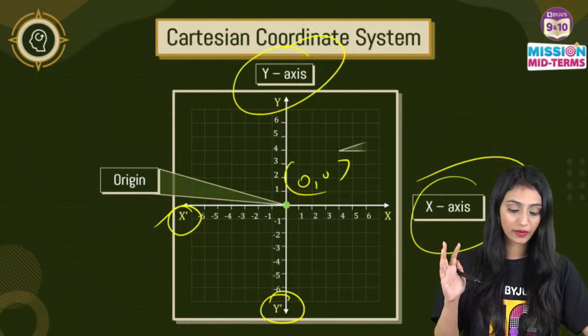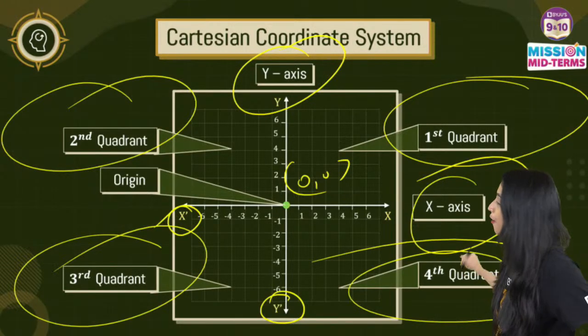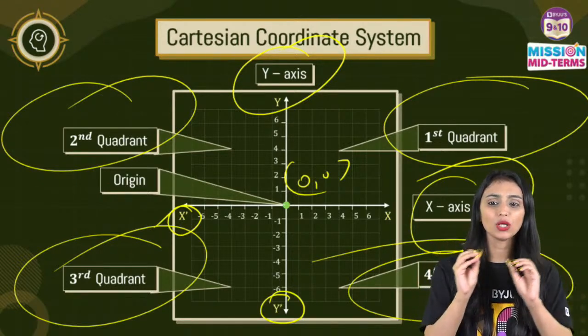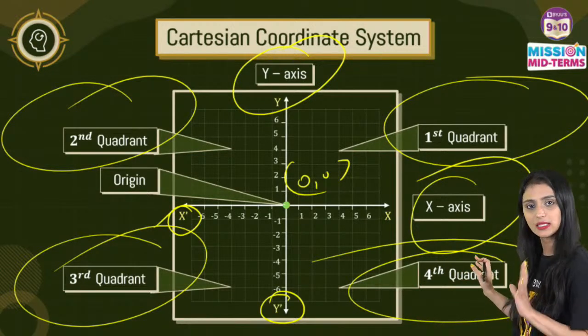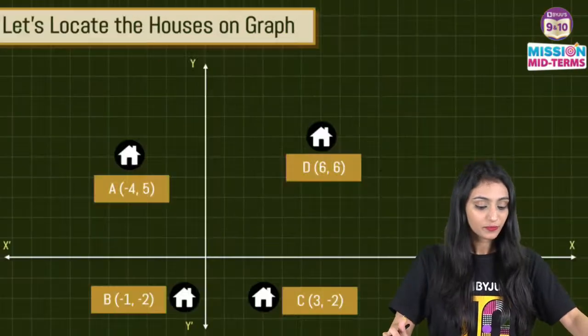Now, there are 4 quadrants, right? This is the first quadrant, this is the second quadrant, third quadrant, and this is the fourth quadrant. Correct? Is this understood now? See, this is very basic coordinate geometry. You all have learned this in your previous grades, in grade 8th and 9th, right? All right. Let's move ahead.